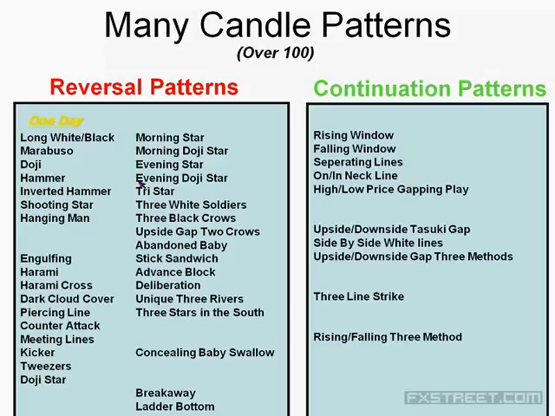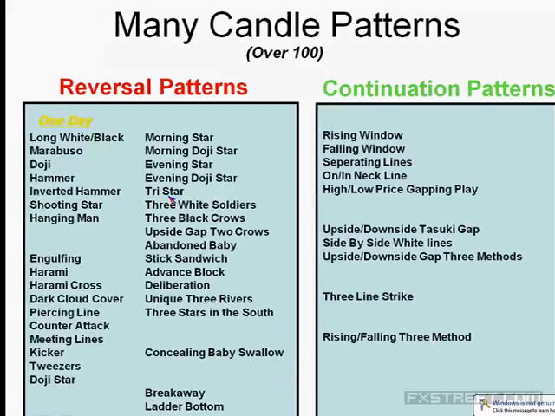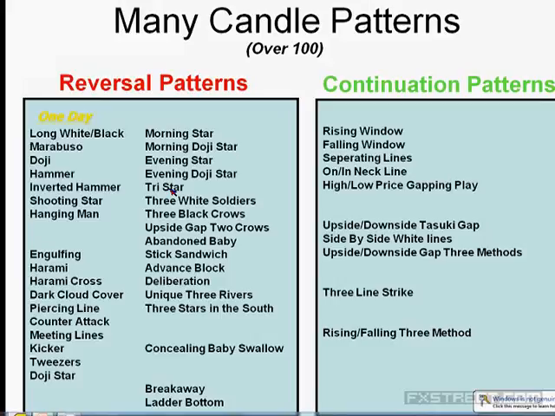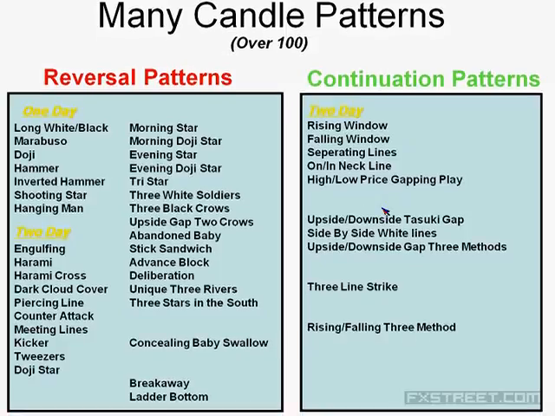So for example, this list is the one-day category, the family of one-day patterns. Everyone clear on that? A long candlestick, Marubozu, Doji, hammer, inverted hammer, shooting star, hanging man. Everyone okay on the point I'm making? So this list here, which I'm circling with the mouse, is a list of one-day patterns. Then we move on to two-day patterns: engulfing, harami cross, dark cloud cover, and so on. Continuation patterns: rising window, falling window, separating line. Everyone with me? And then finally we have three-day patterns, four-day patterns, even five-day patterns.